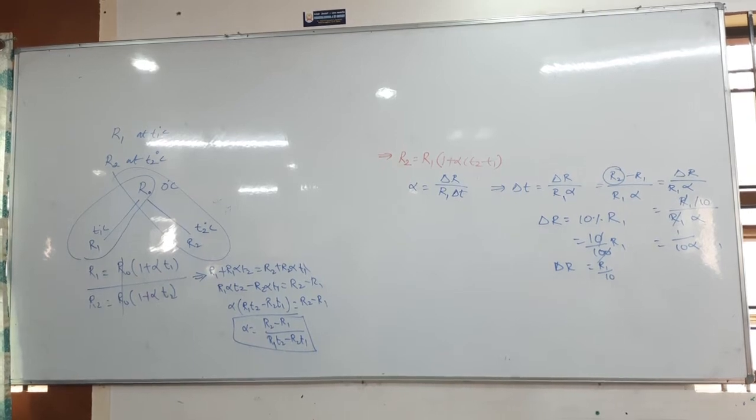The temperature coefficient of resistance of nichrome is 1.7 into 10 power minus 4 per degree Celsius.